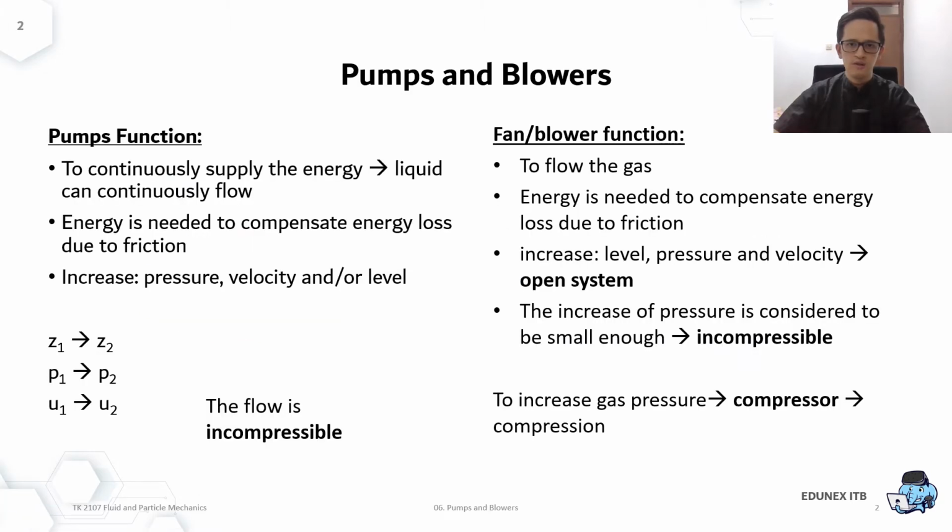So, what is the function of pumps and blowers? This equipment is used to supply the energy to enable a flow to compensate the friction loss across the pipeline. A pump is used to compress a liquid, which is an incompressible fluid. Meanwhile, a fan or blower is used to compress a gas, but only for a relatively small compression ratio, so it still could be considered as an incompressible process.